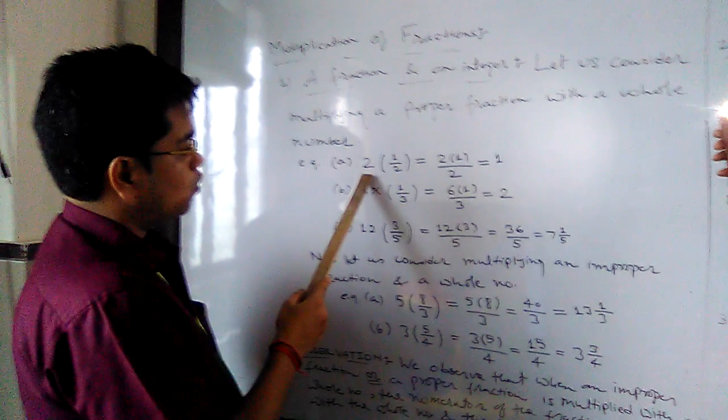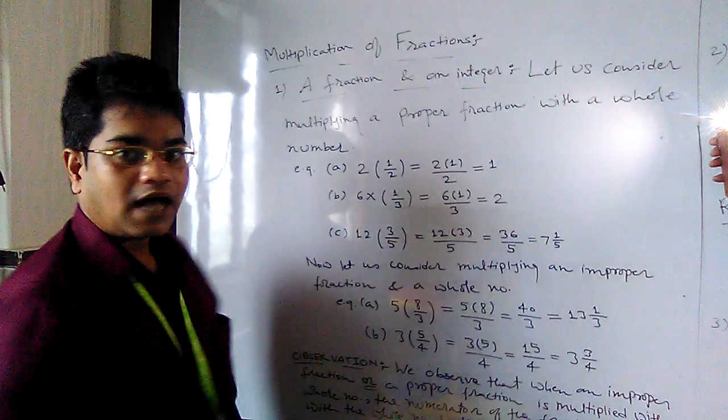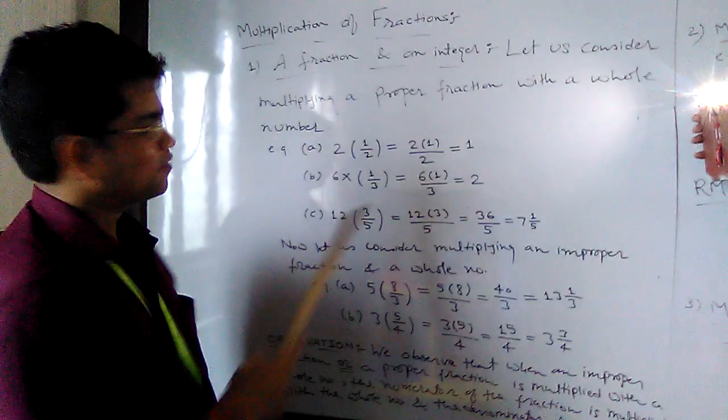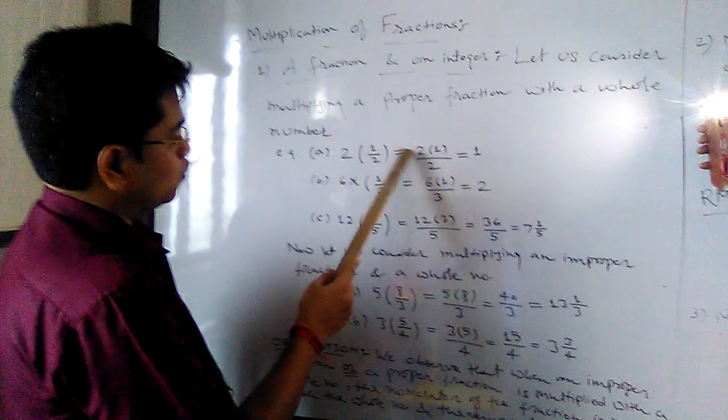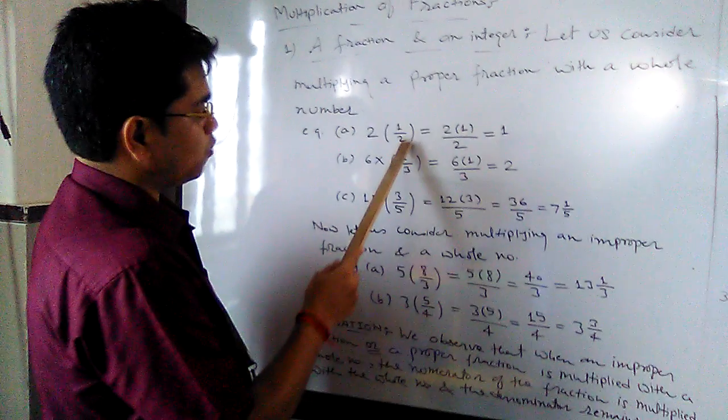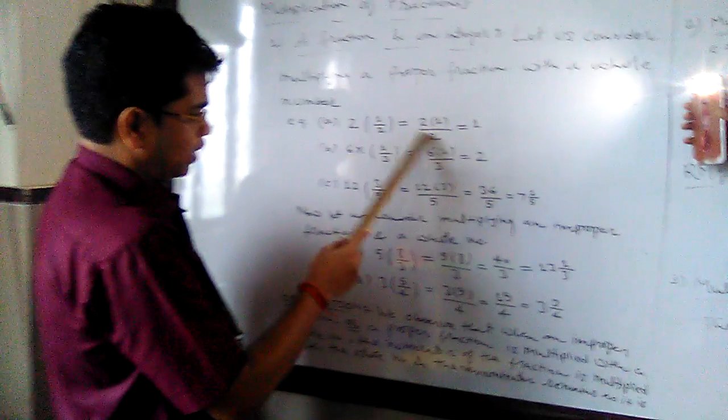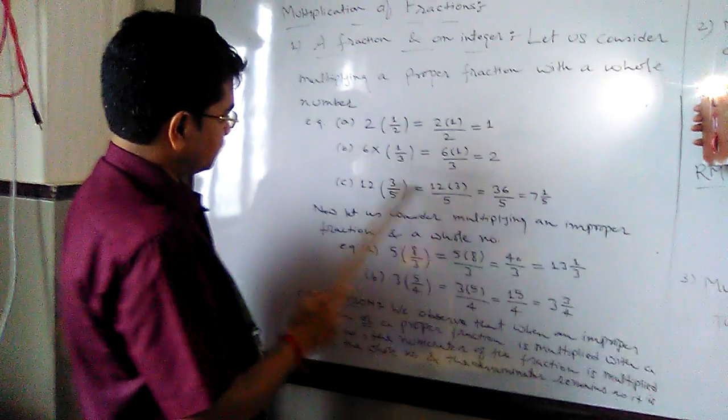So this 2 will multiply to numerator of the fraction, and then 2 and 2 will get cancelled. Finally, we will get 1.